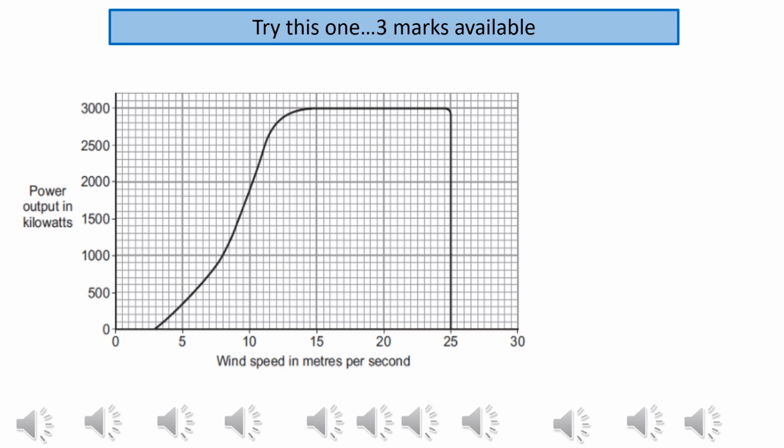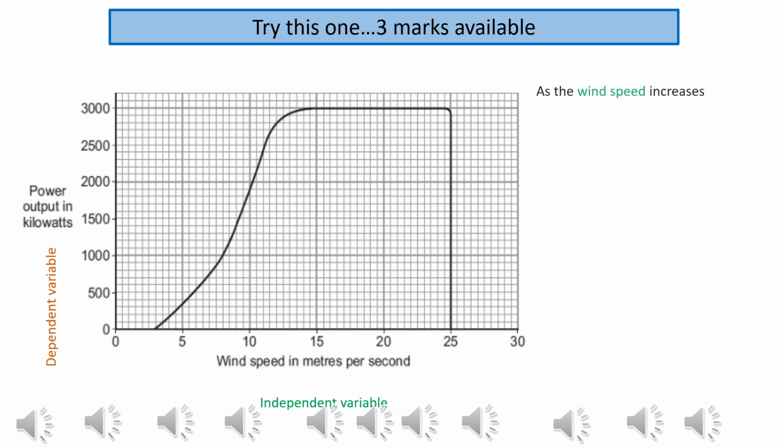Here's another one. 3 marks to gain from this one. It has more parts to it, but using the same ideas, you should be able to describe it. The wind speed is the independent variable. Power output depends on wind speed, so that is the dependent variable.